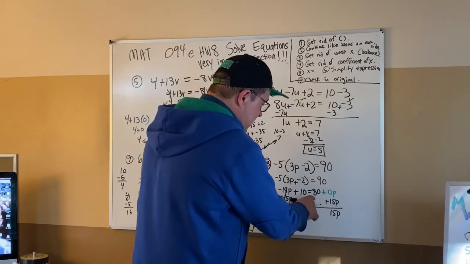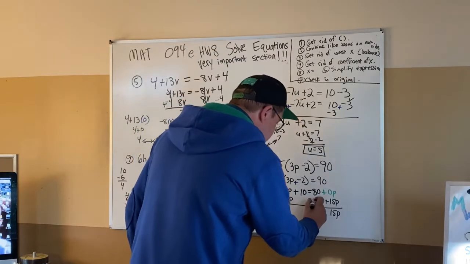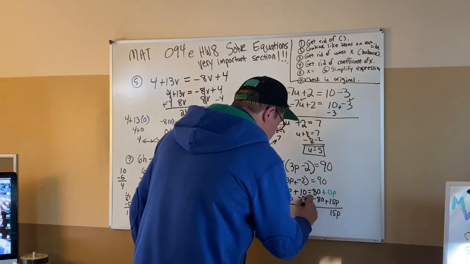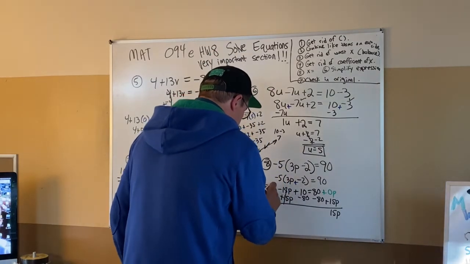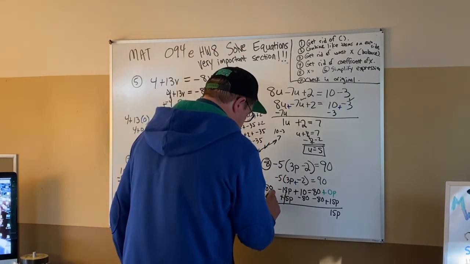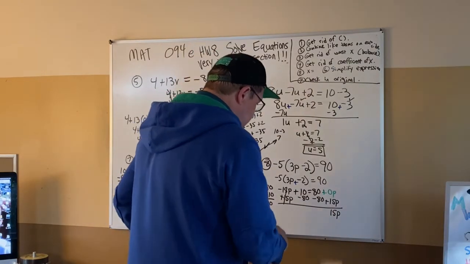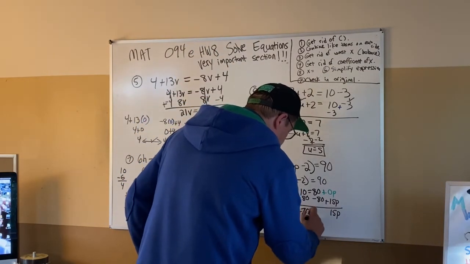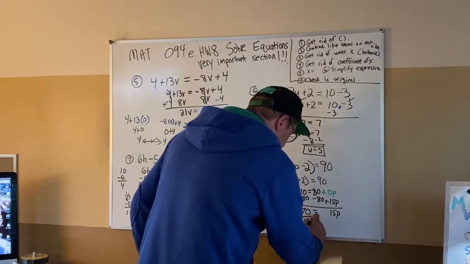Now, this 80 cannot stay. The p's have grabbed the right side, so 80 can't stay here. Negative 80, negative 80. 10 minus 80 works this way: 80 minus 10 is 70, so I get negative 70, and now I have to divide each side by 15.